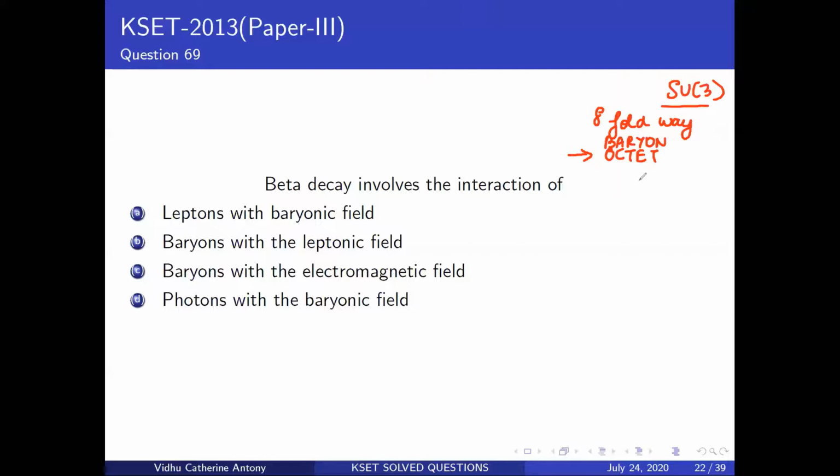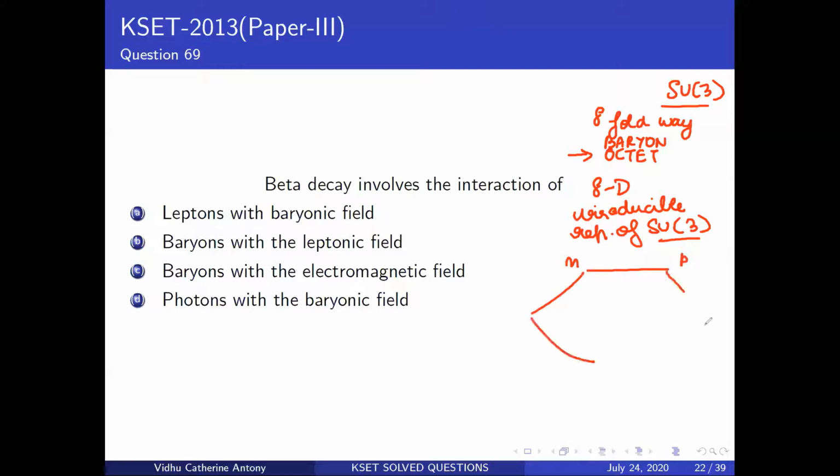Let's draw this. This is called the 8-dimensional irreducible representation of SU3. So that's a lot to do with group theory. I will write this. This is your neutron. This is the proton. This is how it's drawn. This is sigma minus. In the middle you have lambda 0 and sigma 0, and then sigma plus, and here you have your cascade minus and your cascade 0. So this is the baryon octet.